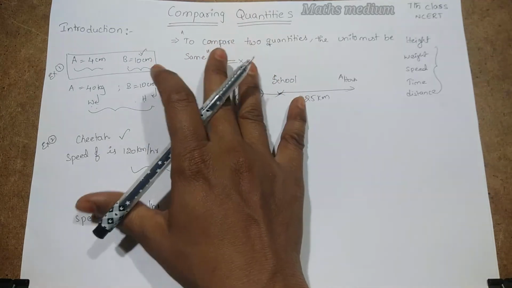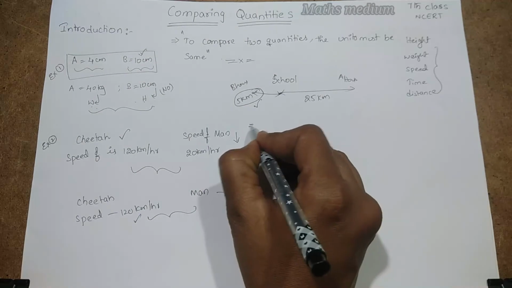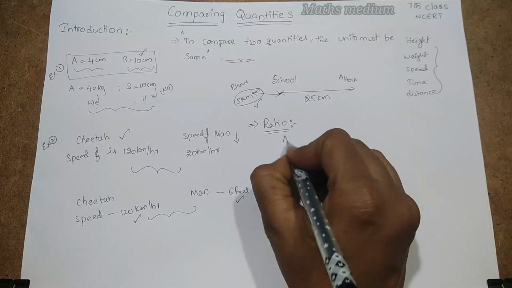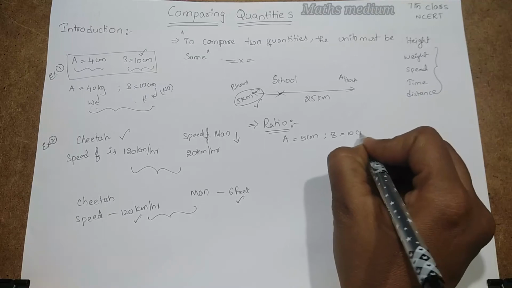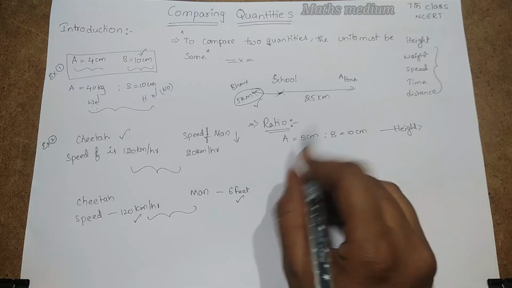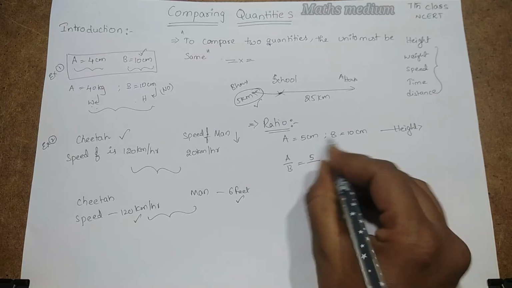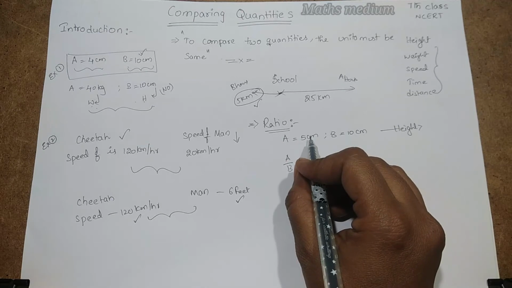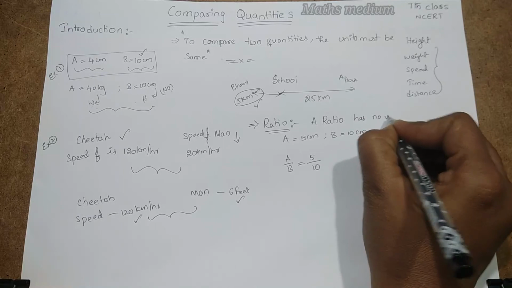Okay, this is just the introduction about how to compare quantities. Now ratios: what is a ratio? See, if you take A's height as 5 centimeters and B's height as 10 centimeters, this is a comparison of heights. Now, how can we write it as a ratio A by B? It means 5 by 10. Centimeters is common, so there is no need to convert units here. So we can say a ratio has no units.